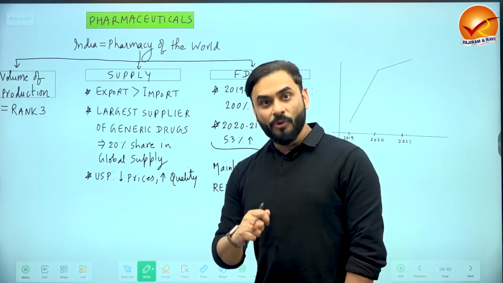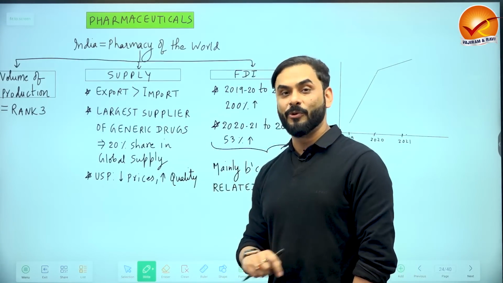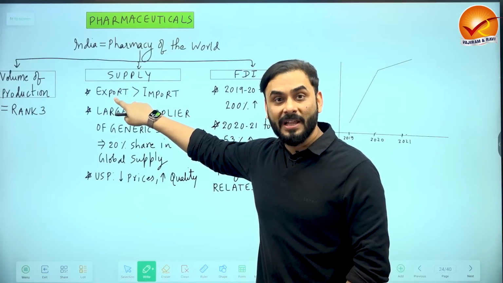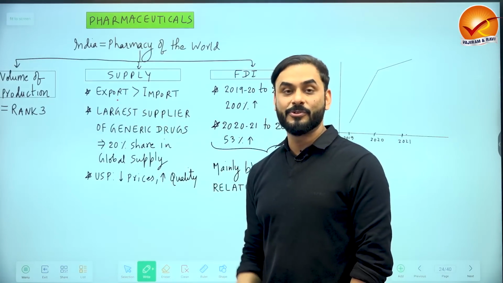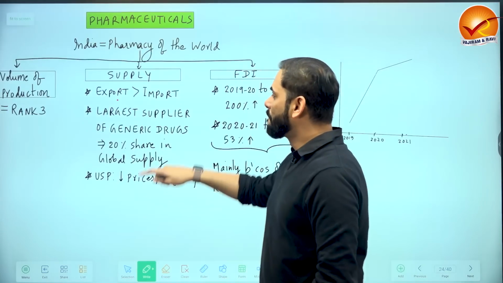In terms of export, this is a very rare commodity where our export is more than import. So the export of pharmaceuticals by India is more than imports, which means we sell more, we buy less, which is very good for balance of payments.